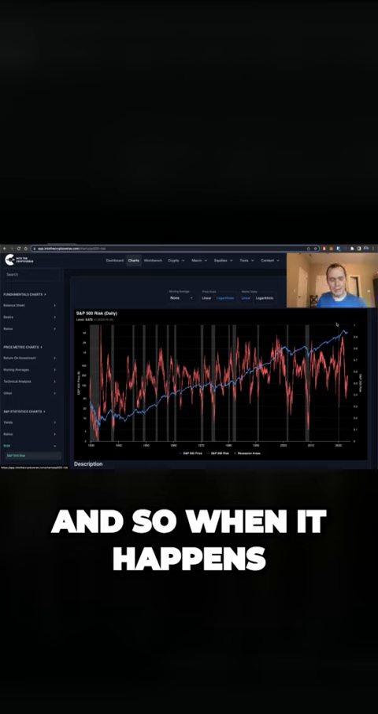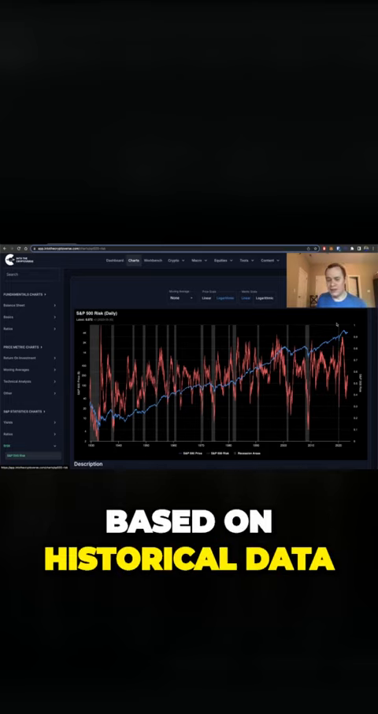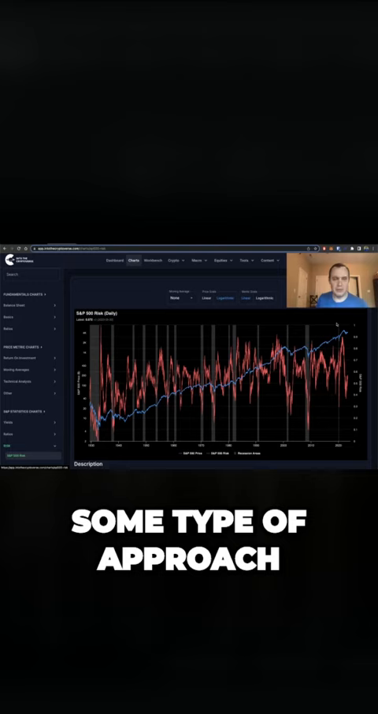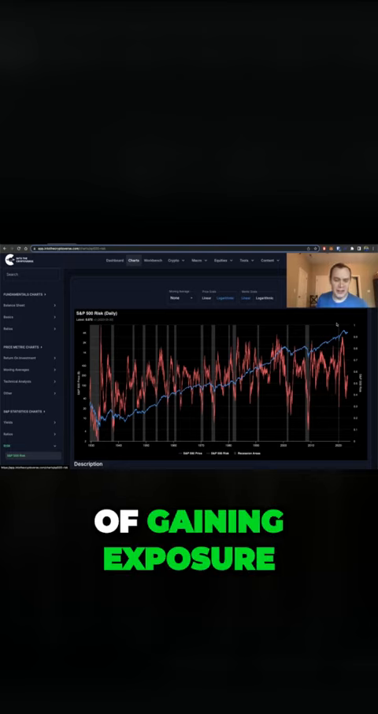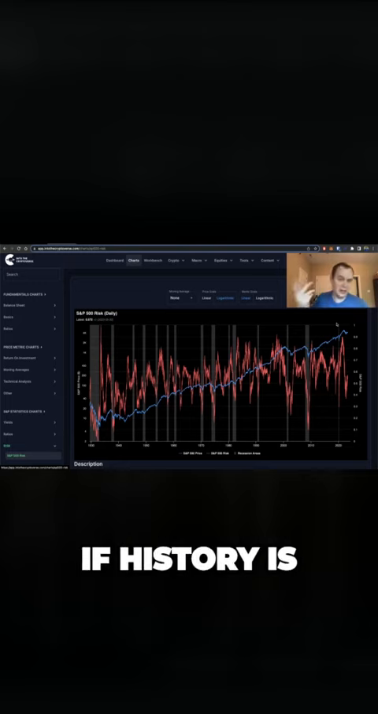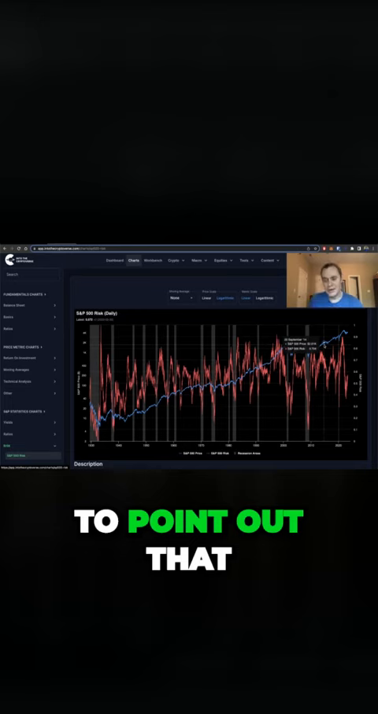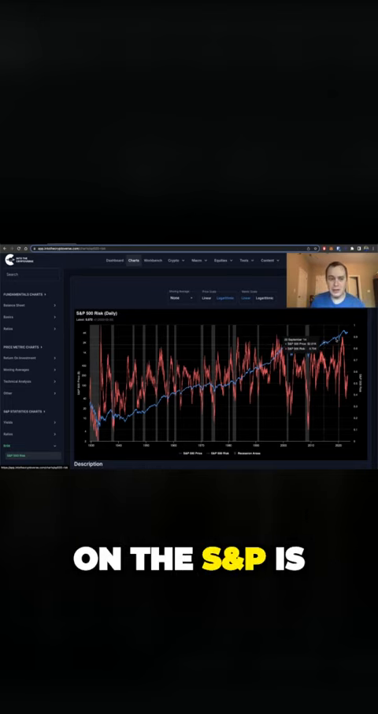And so when it happens, based on historical data, it's usually best to consider some type of approach of gaining exposure within the asset class, if history is any indication. Again, it's not financial advice. But I do want to point out that the current risk on the S&P is at 0.572.